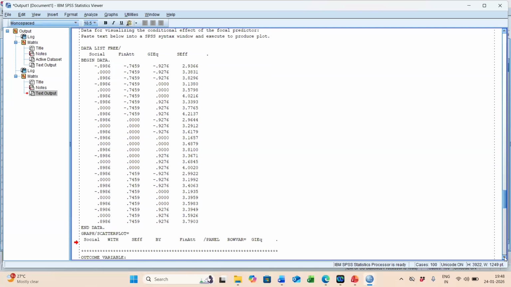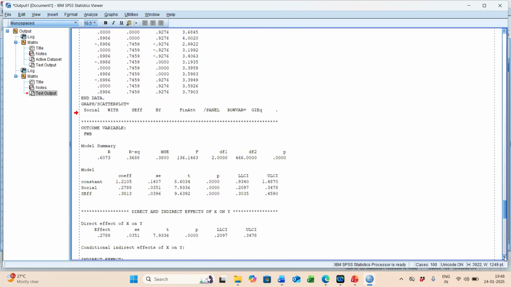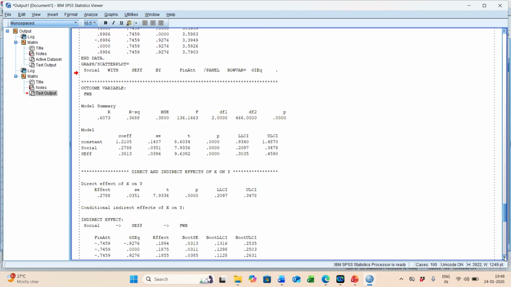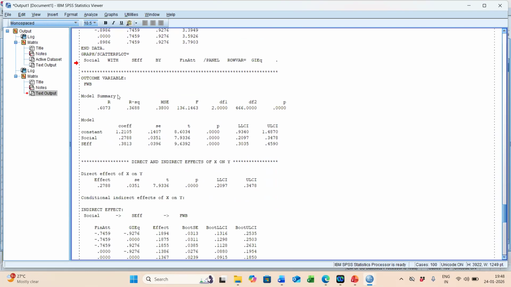Actually, this is the explanation of the earlier one. See, another one: the outcome variable, financial well-being, is taken as the outcome variable. Then socialization and self-efficacy are considered as the independent variables. R is 0.6073 and R-squared is 0.36. The model is significant.